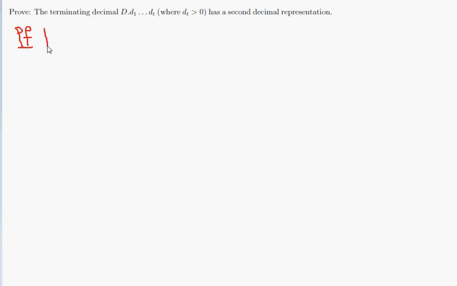So let's write down the same idea that we just wrote out. Let x be equal to d dot d1 d2, up to d sub t minus 1 in the subscript. Then the next digit will be d sub t minus 1. And that is permissible because I know that d sub t is greater than 0. And then 9 repeating.